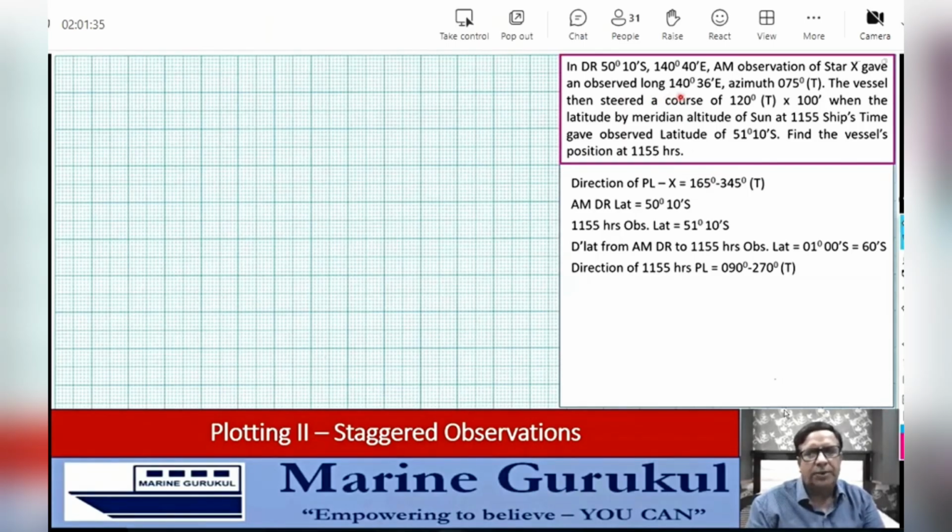So the PL shall be drawn through DR lat and observed long. Direction of the PL perpendicular to azimuth shall be 165 degrees, 345 degrees. Why? Because the azimuth was 075 degrees true.